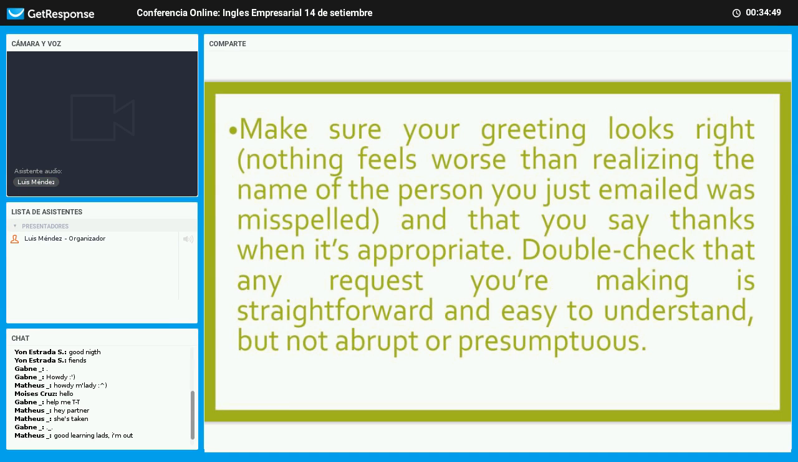And then you say thanks when it's appropriate. So you don't say thank you if you haven't received any favor or any kind of help. Be careful when to say thank you, and when not to do it. Okay? Double check that any request you are making is straightforward. I mean clear and easy to understand, but not abrupt or presumptuous. In this case, we are referring to trying to be very formal, but very clear, and not pushing the person you're writing to.